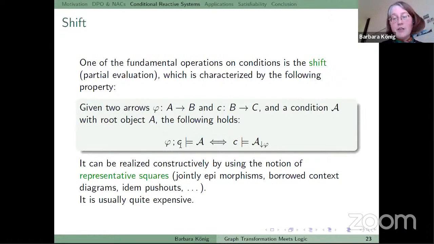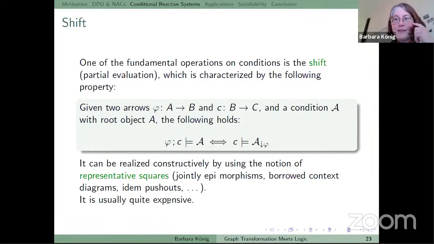So we are in a setting where we already know that my arrow starts with phi. This is just a definition. It doesn't say whether this can actually be constructed, whether we can get such a tree, but it can. You need some requirements on the category, because what you have to do is take A and phi and do a lot of overlapping of the two. For this, you need some constructions. In the standard graph setting, it means taking a lot of jointly epi morphisms. You can also use so-called borrowed context diagrams in the Cospan setting, or what Leifer and Milner would call idem pushouts. You need a certain construction of so-called representative squares. I won't go into the details. It's interesting, but I don't think we have the time to delve into this too deeply.